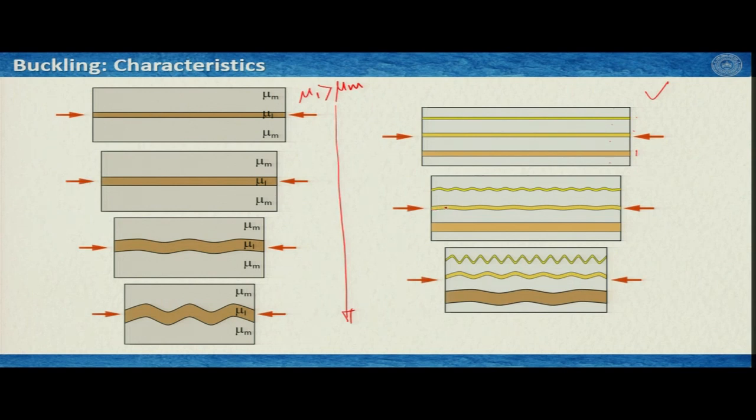The middle layer also starts folding, but the bottom layer, because it is thicker, is still undergoing homogeneous shortening along the compression direction. You also note that this thinner layer has produced shorter wavelengths, and the medium thicker layer produced higher wavelengths. Here we did not produce any wave yet. With continued deformation, you see this fold starts tightening, this fold also, but this one now has an even much higher wavelength compared to this.